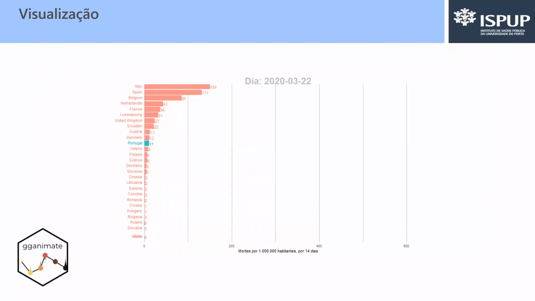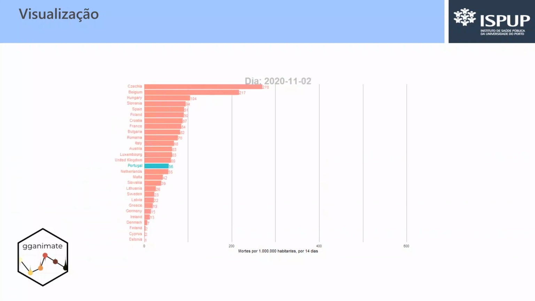Another thing we can do for visualization is doing animated things. You can see here in this case that we try to rank Portugal in terms of deaths per 1 million inhabitants. And you can see along the time, by week, that Portugal was in the middle. And then let's stay till January. Everyone already knows this. I should have put this faster, but don't worry. We are in the middle.